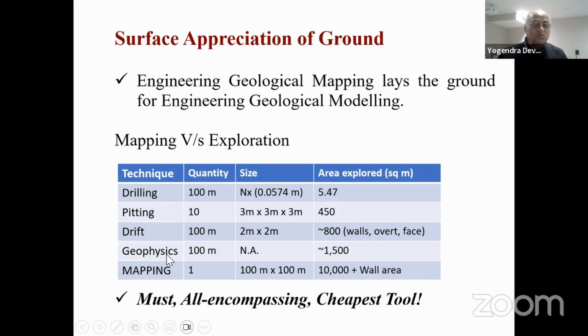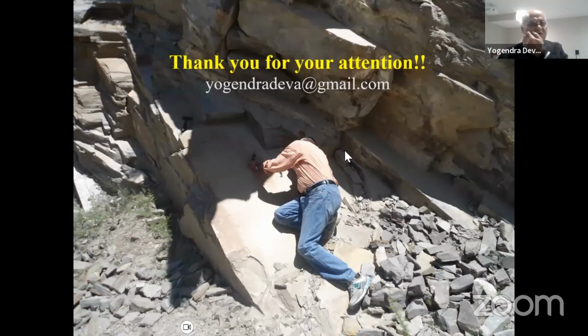Geophysics gives you much better, because 100 meters of geophysics gives you about 1,500 square meter of the subsurface. In mapping, if you do a small area of 100 meter by 100 meter, it is 10,000 square meter you are getting, plus the wall area along the roads and everything. And 100 meter by 100 meter will cost you something like 5,000 rupees, not much.